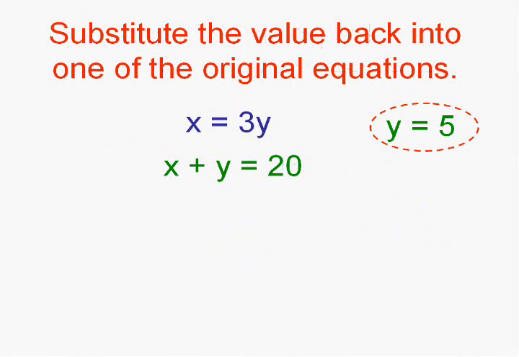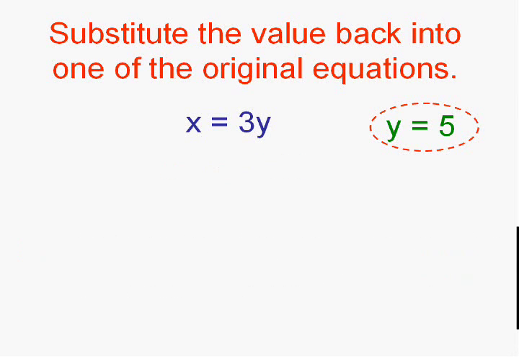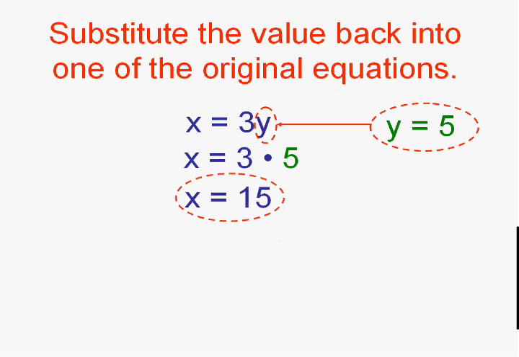But I have more information now, you see. So what I'll do is take the value of y, which is 5, and substitute it into the original equation instead of y. So instead of y, I'm going to write 5. And now I have an equation with only one variable, the other variable, x, which I can solve. And x will be 15.